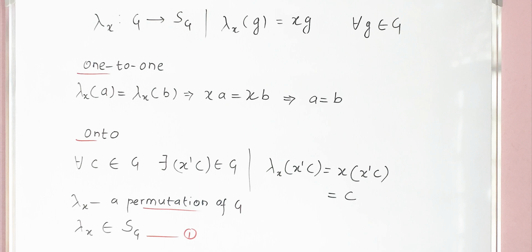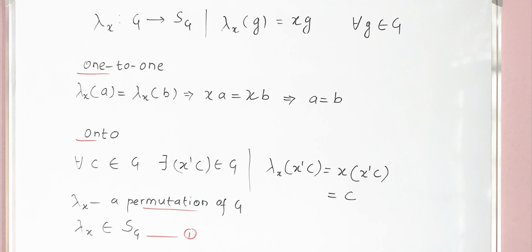Then consider lambda_x of a equals lambda_x of b. That gives us xa equals xb, and that gives us a equals b by the left cancellation law. This shows lambda_x is a one-to-one function. Consider c belonging to G. Then for any c belonging to G, we have lambda_x of x inverse c equals x x inverse c, that equals c by application of the associativity property, and this shows lambda_x is onto.